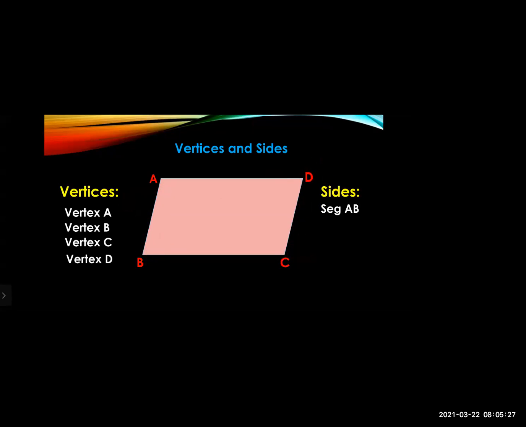Now let's see the sides. Segment AB, the first side, segment BC, segment CD, and segment AD. So four sides: segment AB, segment BC, segment CD, and segment AD. So a quadrilateral has four vertices and four sides. Like this, you have to answer, or whenever you have to write it in this form.